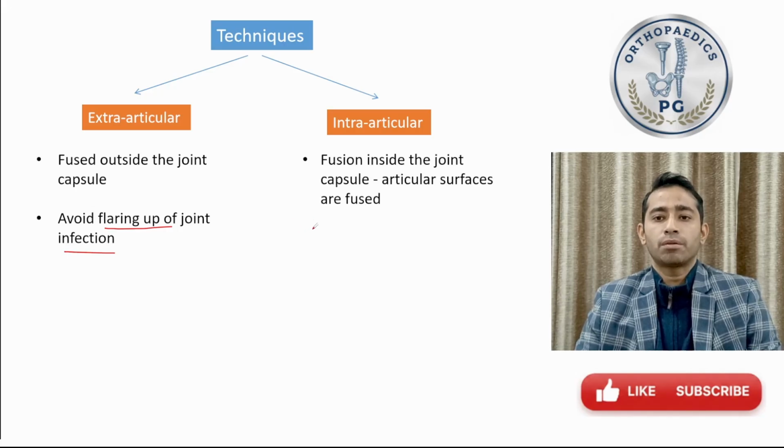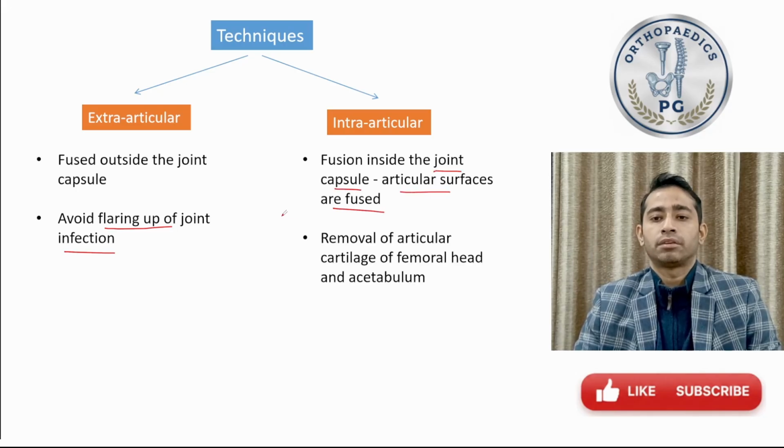Coming to intraarticular arthrodesis, it is fusion of the joint inside the joint capsule. That is, the articular surfaces are fused. Intraarticular arthrodesis involves removal of articular cartilage of the femoral head and the acetabulum followed by fusion.